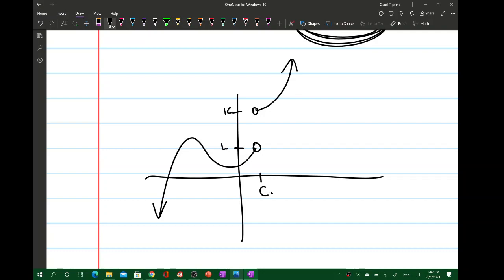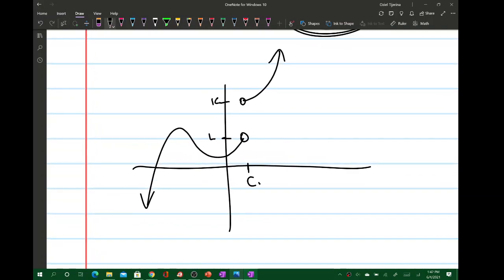Like that. And we know that this function is f of x, so the limit as x approaches c of f of x, in reality, from the right it goes to k, from the left it goes to L. So what does that mean? That means that the limit does not exist, okay? Why? Because it's approaching 2 different numbers.